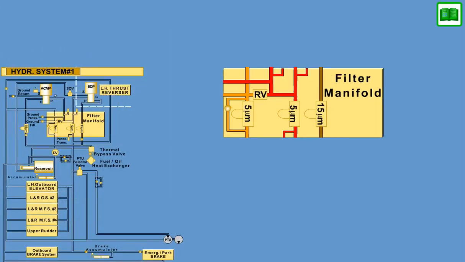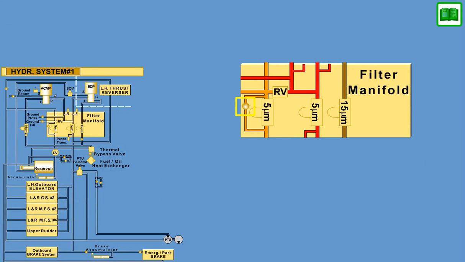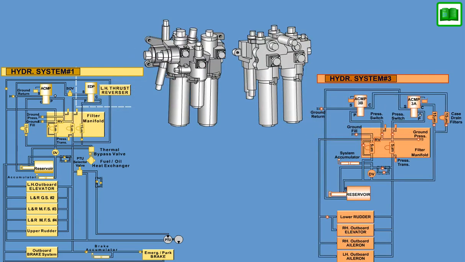All three filter manifold assemblies incorporate a bypass valve in the return circuit to permit bypassing of hydraulic fluid in the event of excessive restriction of flow through the filter element. A variety of pressure transducers and pressure switches installed on the filter manifold are used for system monitoring and control.